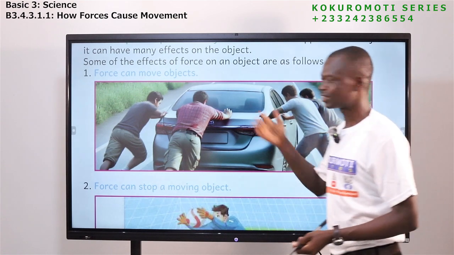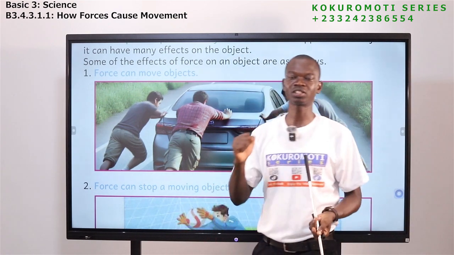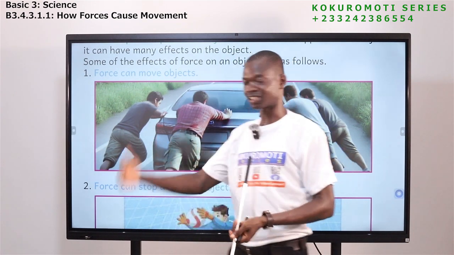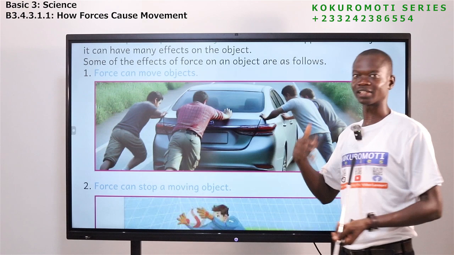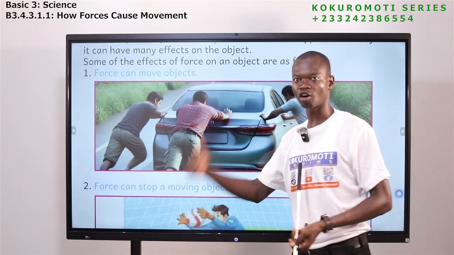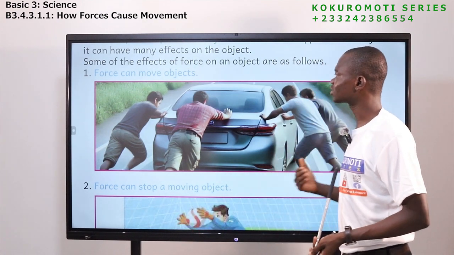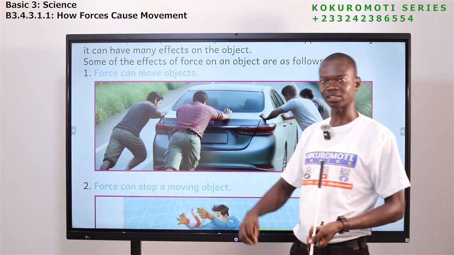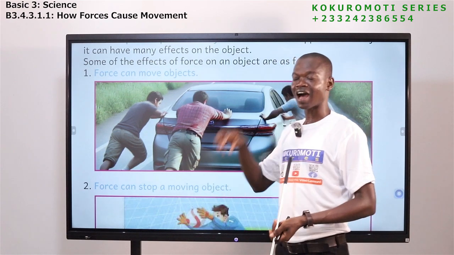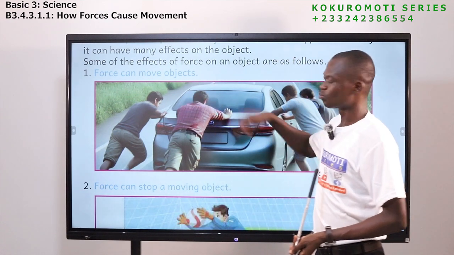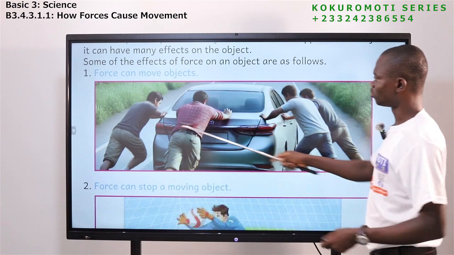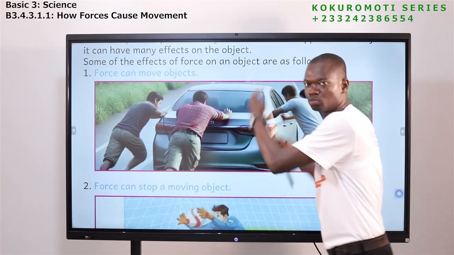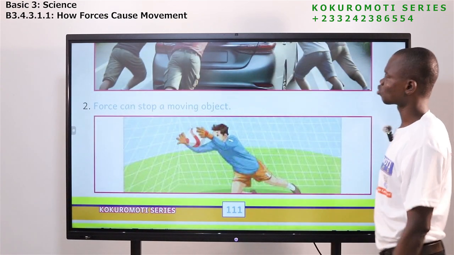In fact, we all do this in the house. We push so many things. Sometimes you push your brother, your sister, your chair, your table, you apply force. So force can move objects. If you are asked to write effects of forces, anytime you apply force, some of the consequences are that force can move objects. If you look at this, these people are applying force to the car, and because of that, the car will move. Okay, let's look at the next one.